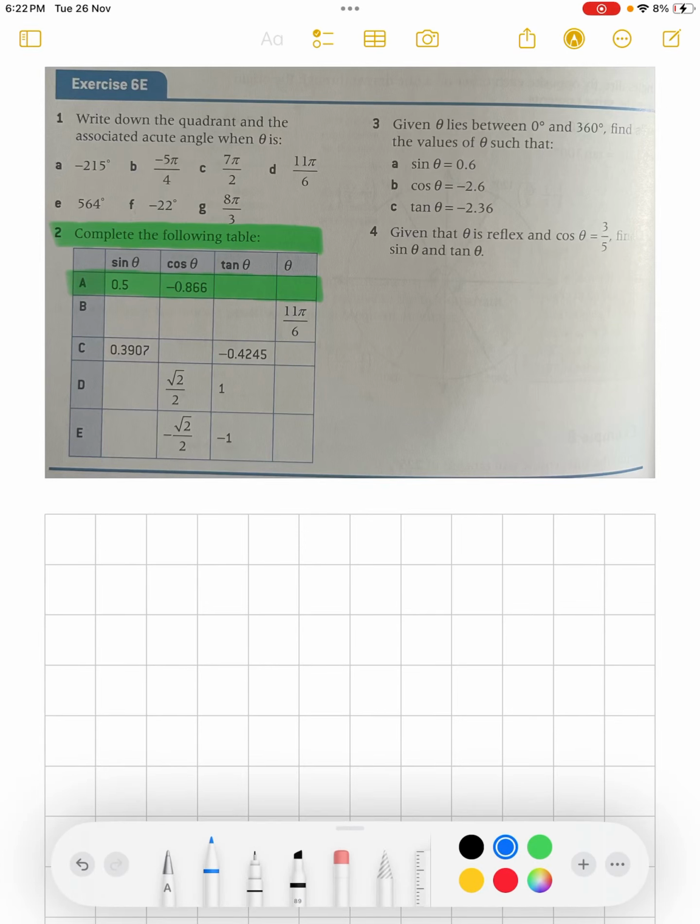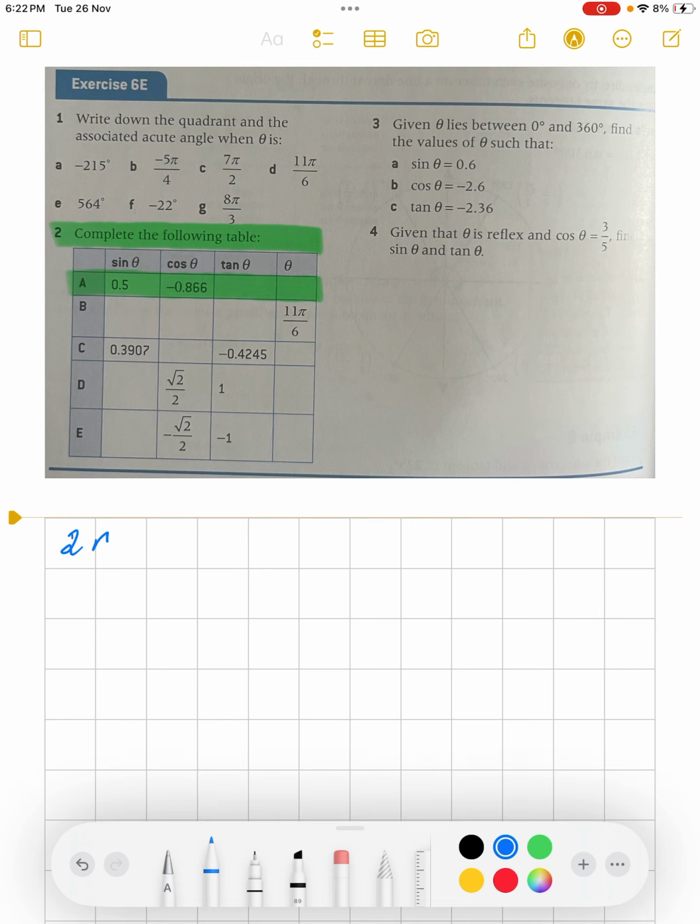I'm going to be looking specifically at question 2, part A, which is a table. We're told that sine of theta is 0.5, and that cos of theta is negative 0.866, to 3 significant figures. We don't know tan of theta, so that's what we want. And we don't know theta, so that's what we want.